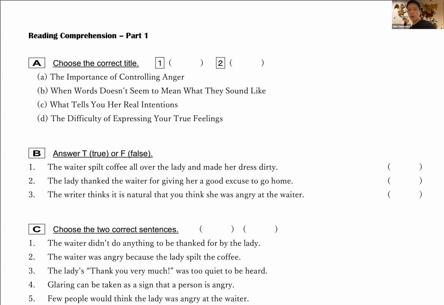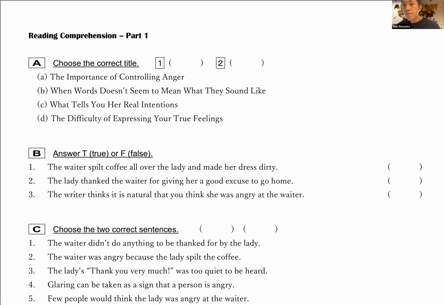What tells you her real intention? Okay, and could you tell me why A and D are not the best answers? So A says the importance of controlling anger. So the lady was angry, I think, but she didn't really control her anger. She snapped and she glared. So I don't think A really suits paragraph 1.